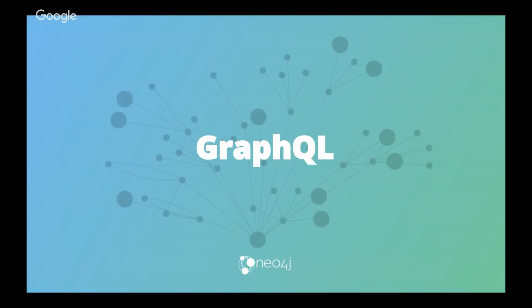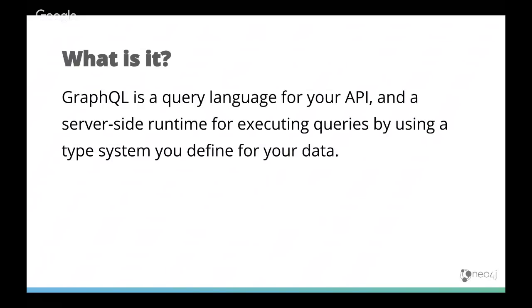So what is GraphQL, if you've never come across it until this point? This is how it's described on the GraphQL website: a query language for your API and a server-side runtime for executing queries by using a type system you define for your data. What does that mean?